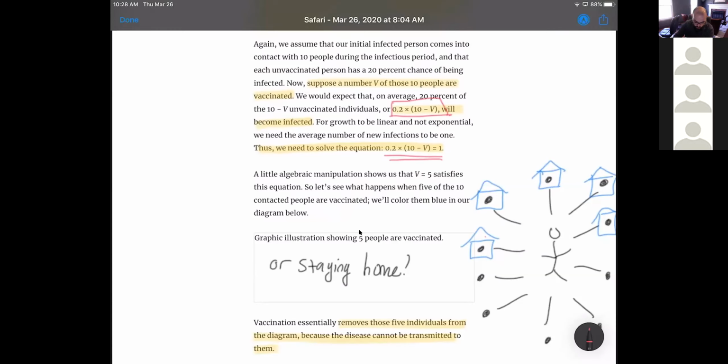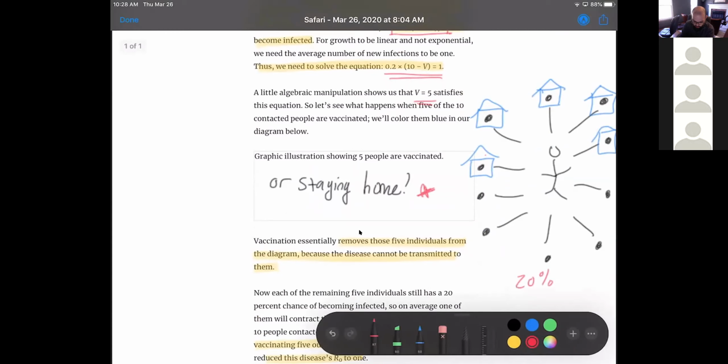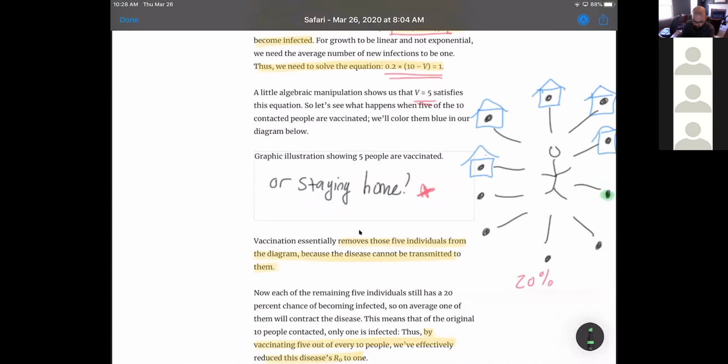So what the article tells us is, if I plug in 5 for 5 vaccinations, that tells me that if 5 people are vaccinated, or staying home, then everybody still has a 20% chance. And that means on average, only 1 of these people is going to get infected, which is where we want to be. We want 1 person, that's manageable.